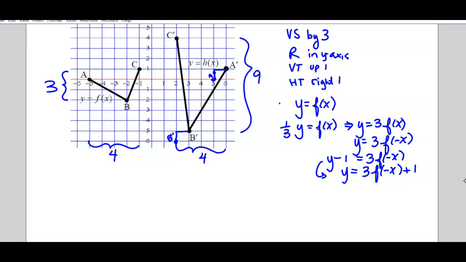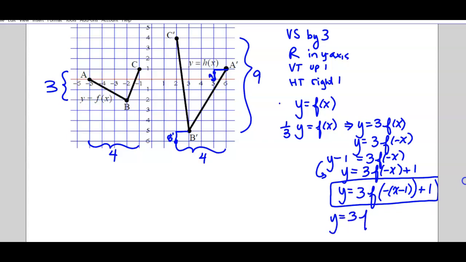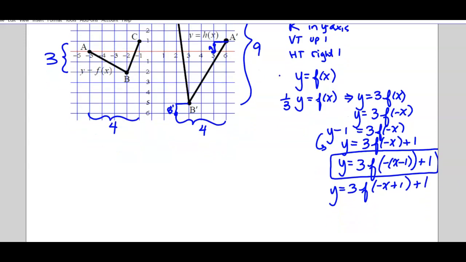Okay. And then right 1 would be replace x with x minus 1. So you may have got this right away. Technically, it's not quite in simplified form, right? It's solved for y, which is good, but I need to expand in the brackets. So that would be the form.